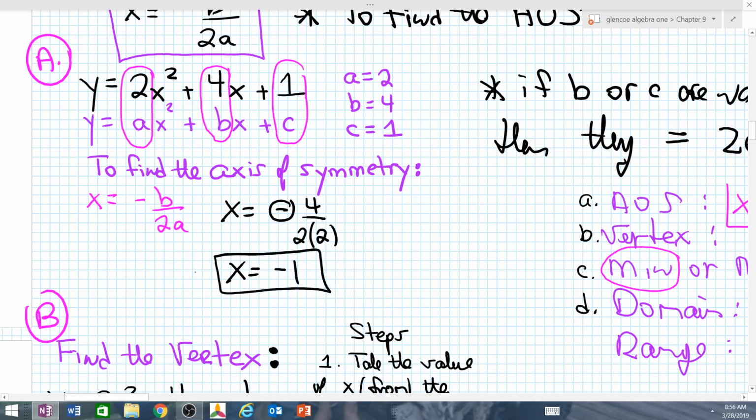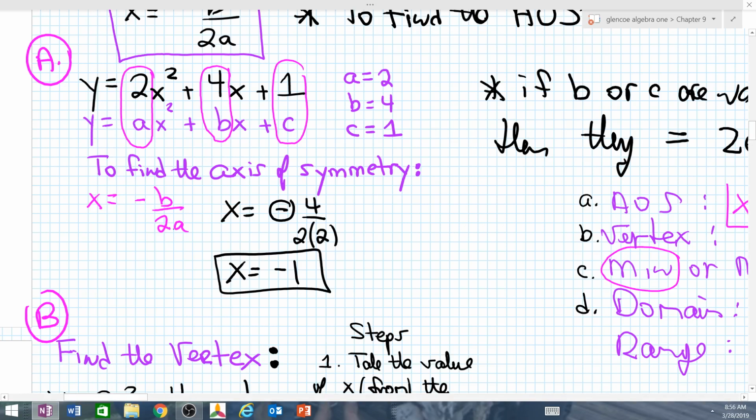Is everyone with me? Does anyone have a question on how I just found the axis of symmetry? When I reteach this on Monday, it's going to be so much easier for you. This is a lot of new information at one time, but it's okay. We're going to do a reteach and then tie it all together. Yes?